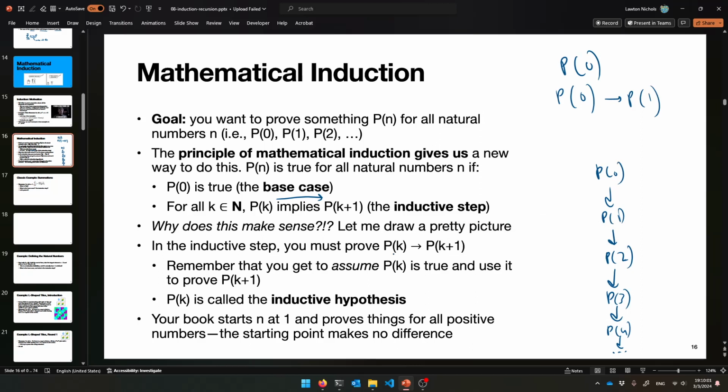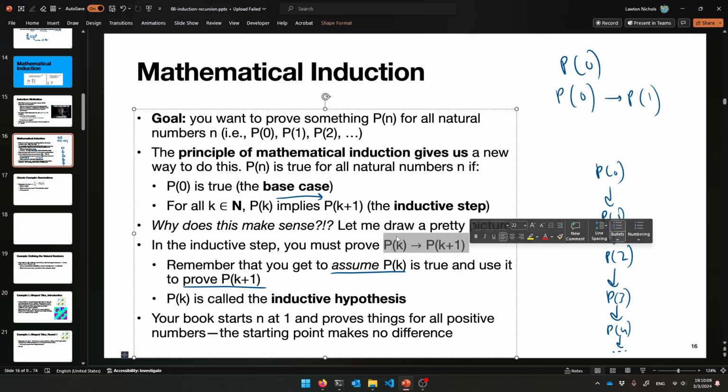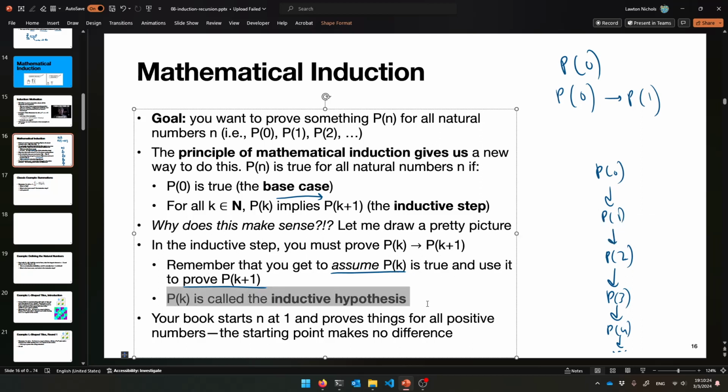So you get to assume that P of k is true and use it to prove that P of k plus 1 is true. All right? It is just a normal direct proof, but because mathematical induction is so popular, and people are doing this direct proof all the time, assuming that the smaller number works out to use it to build the proof for the bigger number, this is called the inductive hypothesis. Assuming that P of k is true, that's called your inductive hypothesis. It really is just a direct proof, though.